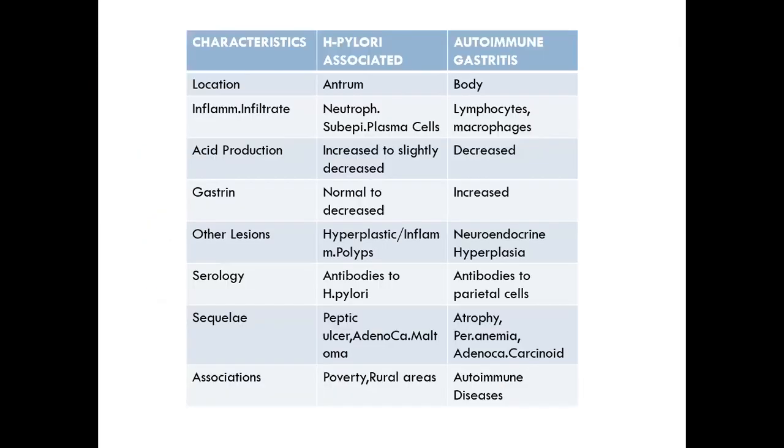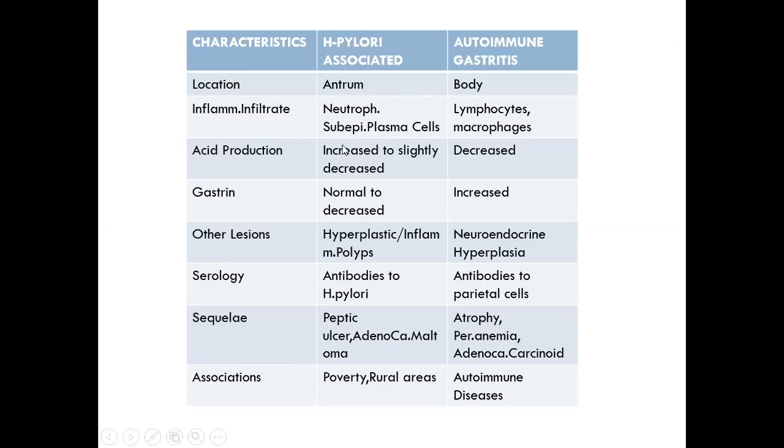So let us compare H. pylori associated gastritis and autoimmune gastritis. So location: in H. pylori associated gastritis, the most common site is the antrum, while in autoimmune gastritis it is the body of the stomach. Inflammatory cell infiltrate: neutrophils and subepithelial plasma cells in H. pylori gastritis, and lymphocytes and macrophages in autoimmune gastritis.